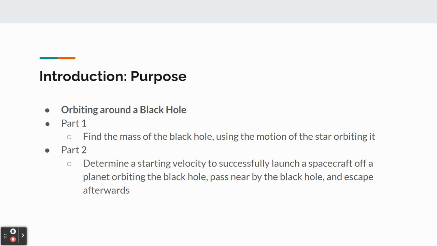In this experiment, we'll find the mass of a black hole using the motion of a star orbiting it. Later, given a planet also orbiting the black hole and a spaceship, we'll calculate an initial launch velocity necessary to leave the planet, see the black hole, and escape the system.